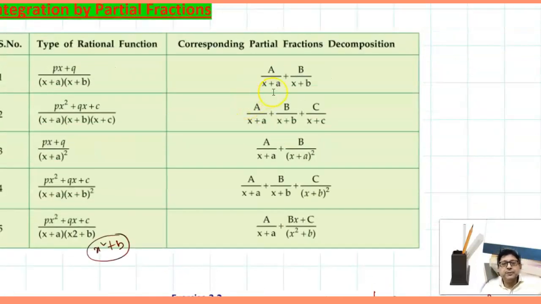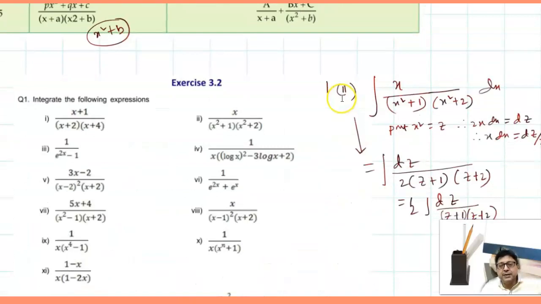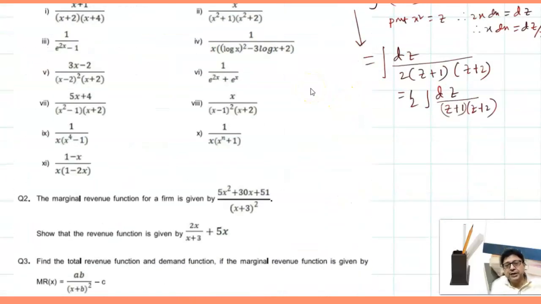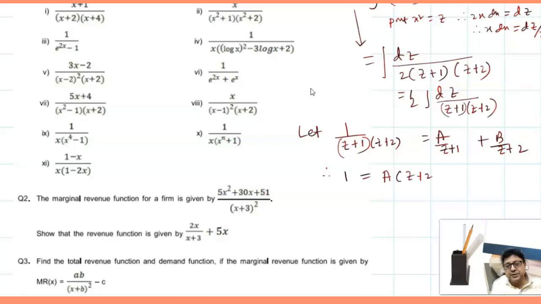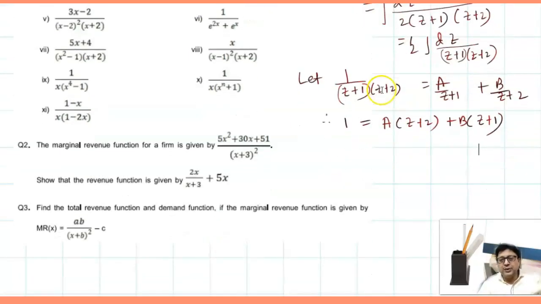We can use this form only, just a by x plus a plus b by x plus b. So for integration you write, let 1 by (z plus 1) into (z plus 2) equal to a by z plus 1 plus b by z plus 2. There are two ways to find the values of a and b. I am showing you both one by one. So 1 equal to, you take it on the right side, a into (z plus 2) plus b into (z plus 1). A and b can be determined, as I told you, by two methods.